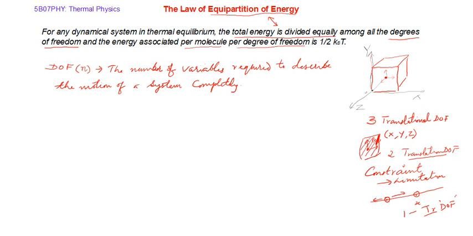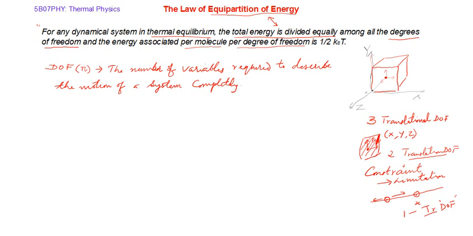Now let's come back to the statement once again of the law of equipartition of energy. So let us read this statement once again and try to understand. For any dynamical system in a condition of thermal equilibrium, the total energy is divided equally among all the degrees of freedom. So all degrees of freedom have the same contribution to the total energy. That is another way to put it. The total energy of the system is divided equally among all the degrees of freedom, and the energy associated per molecule per degree of freedom is half kBT.